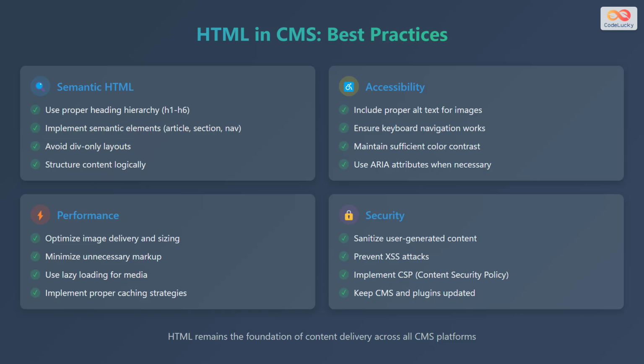Third, consider performance. Optimize image delivery and sizing. Minimize unnecessary markup. Use lazy loading for media and implement proper caching strategies. Finally, consider security. Sanitize user-generated content. Prevent cross-site scripting attacks. Implement a content security policy and keep content management systems and plugins updated. HTML remains the foundation of content delivery across all content management system platforms.